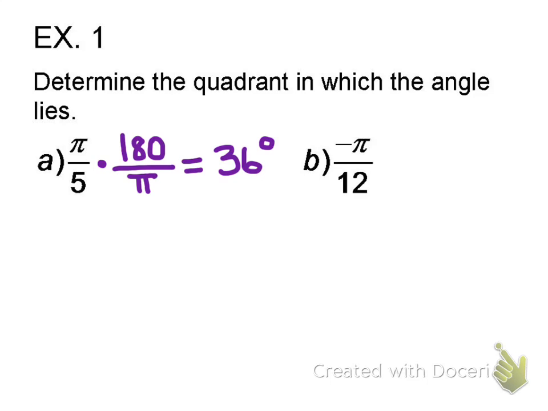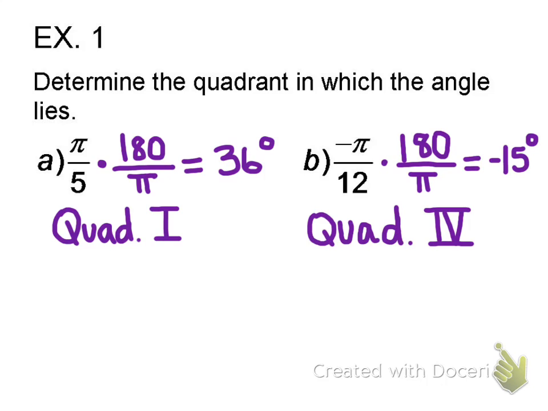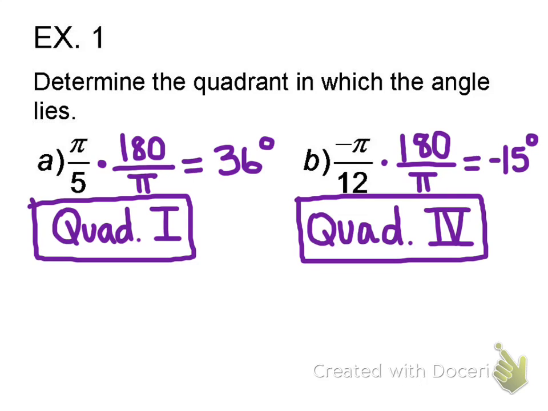Okay, and then it's easier for me to recognize that 36 degrees is a positive angle going up from the positive x-axis. That's going to land in quadrant 1 of our coordinate plane. Same thing for B. We're going to multiply negative pi over 12 times 180 over pi, and you're going to get negative 15 degrees. This time, since this is a negative angle, we're going to go clockwise from the positive x-axis at 15 degrees, and that's going to land us in quadrant 4. So it's much easier to convert to degrees than go ahead and visualize what quadrant those should be in.